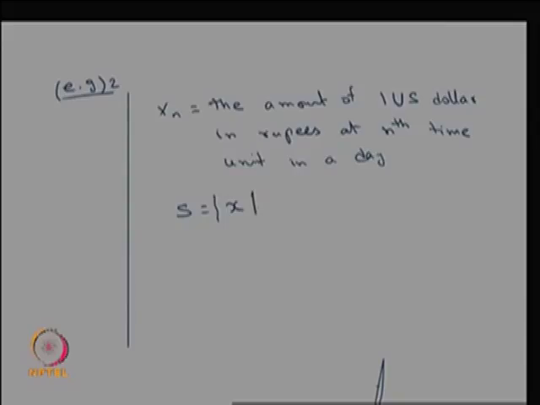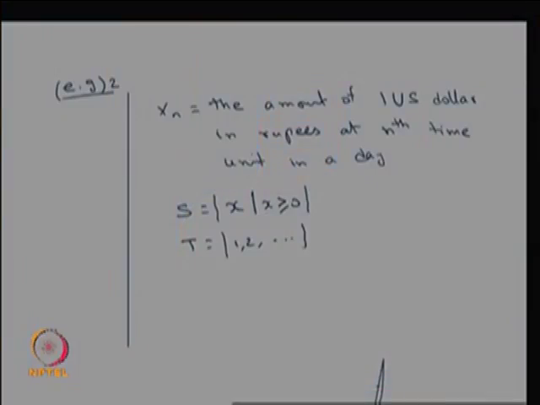Therefore, the possible values of x are greater than or equal to 0, and the capital T is going to be the time unit, either every minute, or once in 5 minutes, or once in 10 minutes, or every 1 hour and so on. Therefore, this is going to form a countably finite or countably infinite set, and this stochastic process will form a discrete time and continuous state stochastic process.